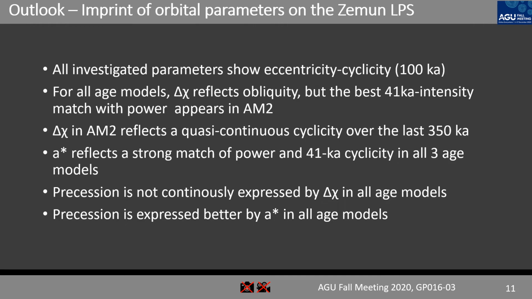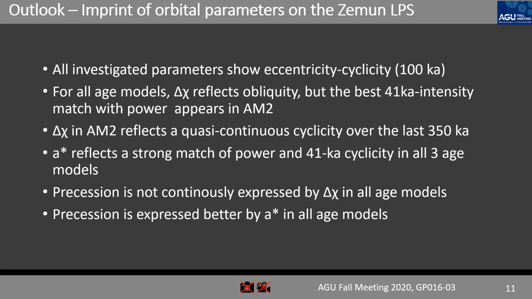So what we can say now is that all investigated parameters show clearly an eccentricity cyclicity. For all age models, the frequency dependence reflects obliquity, but the best 41,000 year intensity matched with power appears in age model 2. The frequency dependence in age model 2 reflects a quasi-continuous cyclicity over the last 350,000 years. Remember, the lower part of the profile we didn't analyze further because of the suggested redeposition.